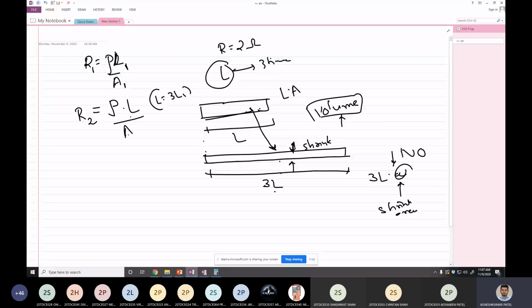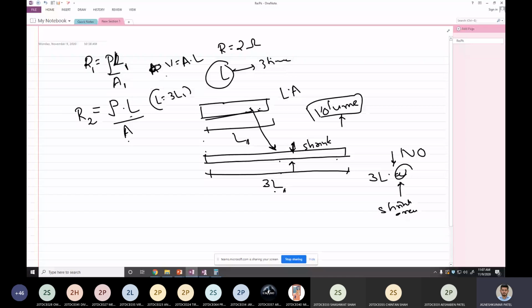I don't know A. Basically, I know that the new length is 3 times the original length. The original length was L1, so my new length is 3 into L1. I don't know A, nothing to worry. Volume is equal to area into length. I know the length, I know the cross-section area, so if I multiply them, I'll know the volume of this thing. So V is equal to A into L.